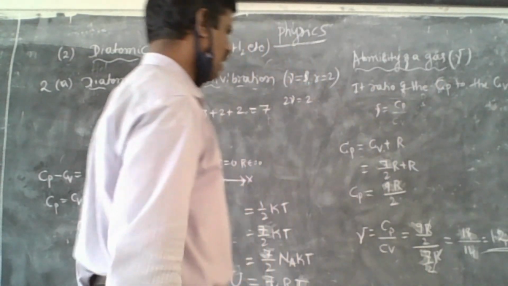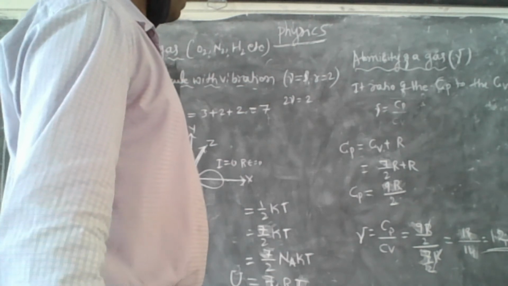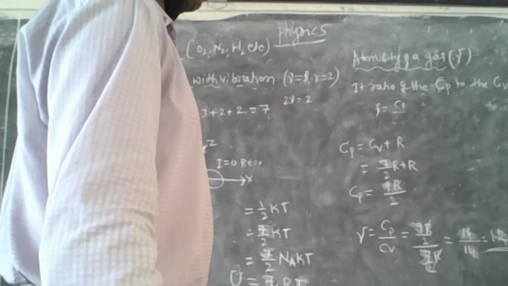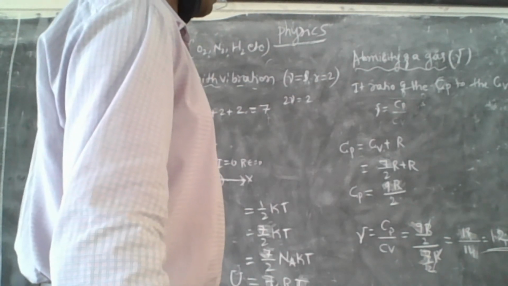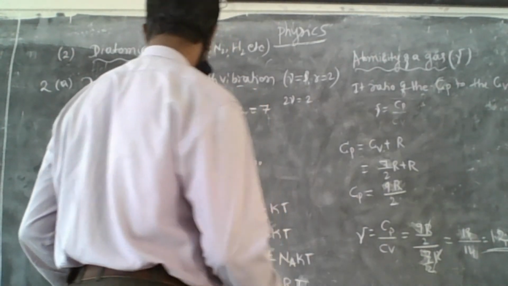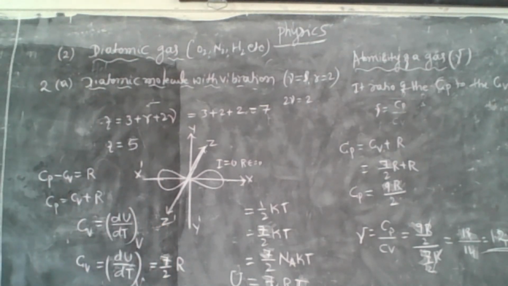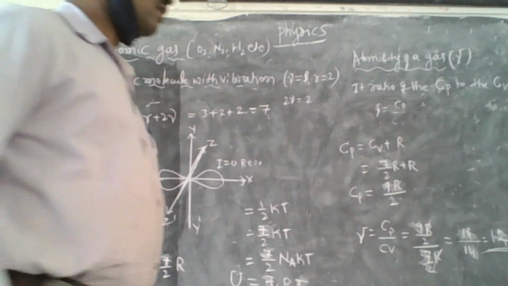So therefore, the atomicity of gases for diatomic molecules having vibrations, we will get 1.2. And then now we are going to discuss the polyatomic gases.